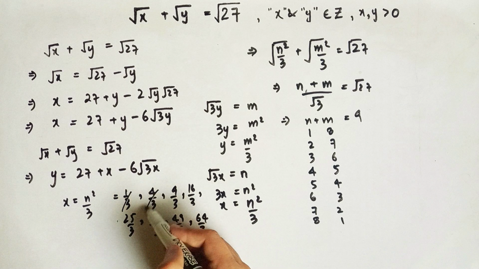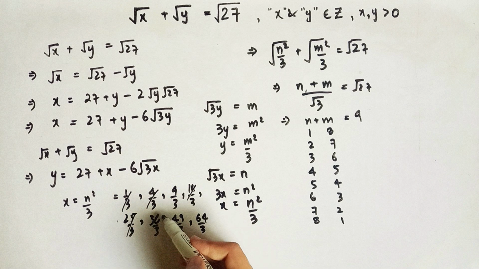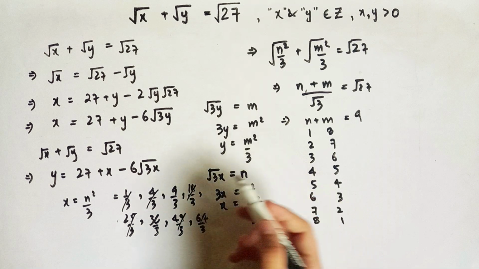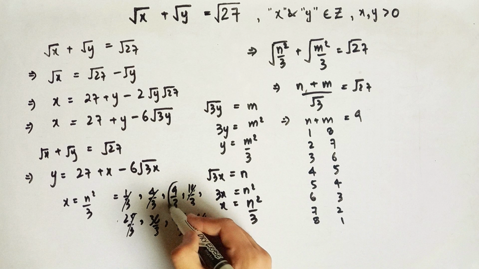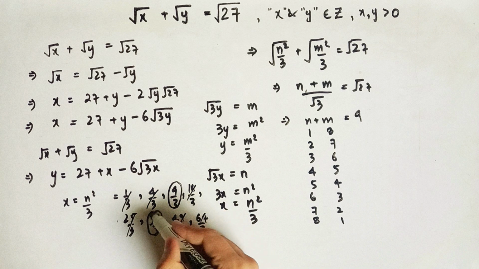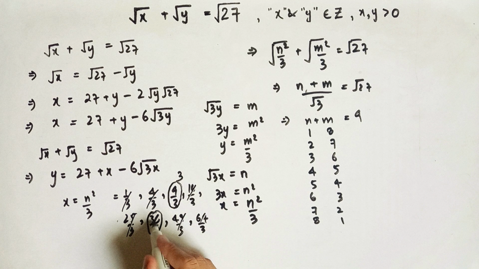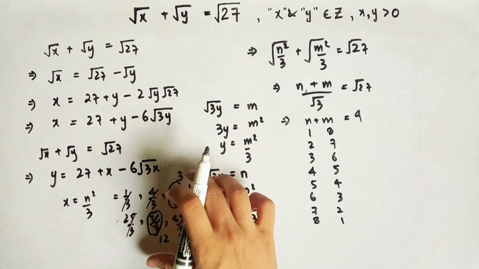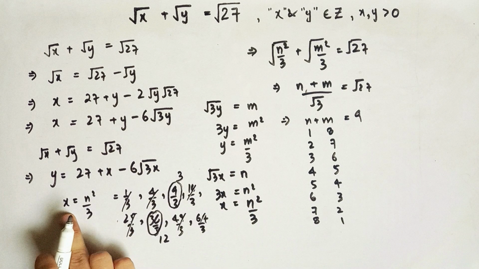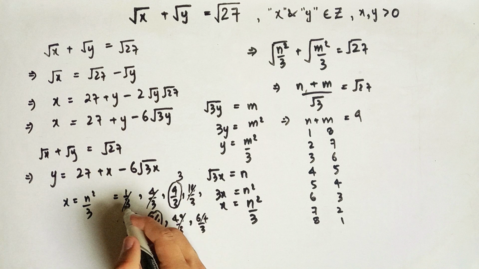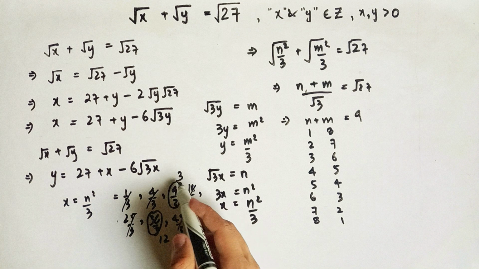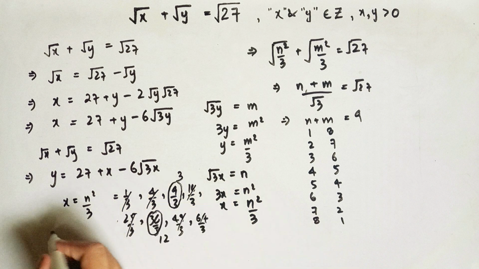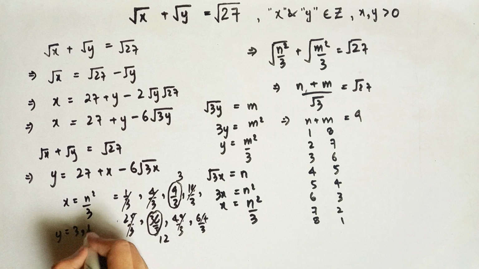But most of these values give us fractions, so we have only two possible values of x, and these are 9 over 3 and 36 over 3, that is 3 and 12. We have these two possible values of x, because x is a positive integer, so it cannot be a fraction. So we have x equals 3 and x equals 12. And similarly we have y equals 3 and y equals 12.